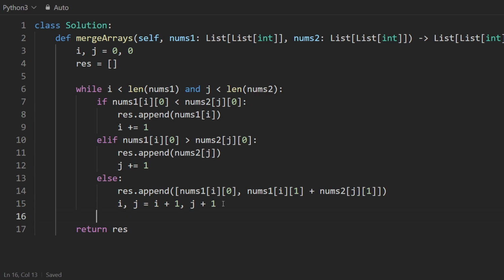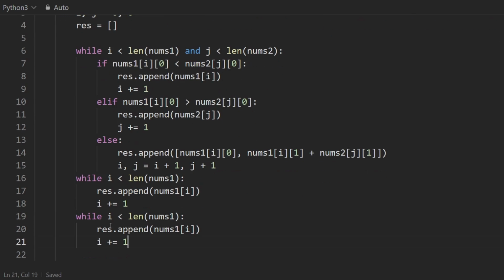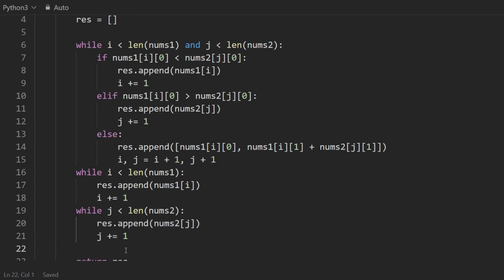So we're almost done now, but if this loop ends, at least one of these pointers went out of bounds, maybe both of them, but maybe one of them is still in bounds. So we're going to have a loop to check. If i is still in bounds of nums1, then we're going to take every pair, append it like this, and then increment i. And similarly, we're going to do the same thing for nums2. If j is still in bounds of nums2, then we're going to append the value from nums2, and we're going to increment j. So that's pretty much it.